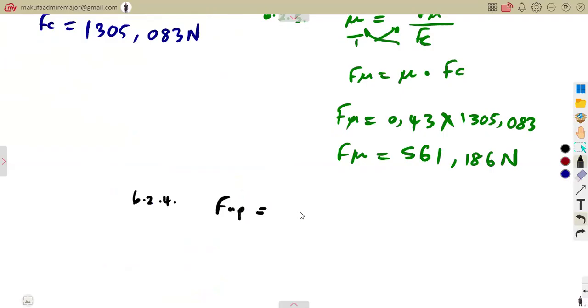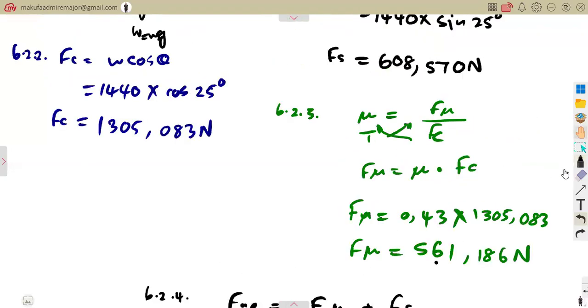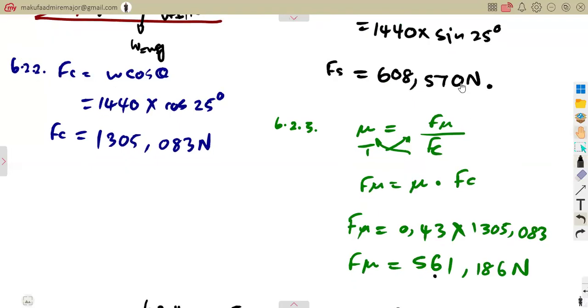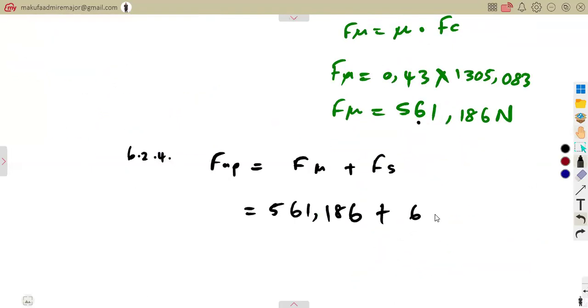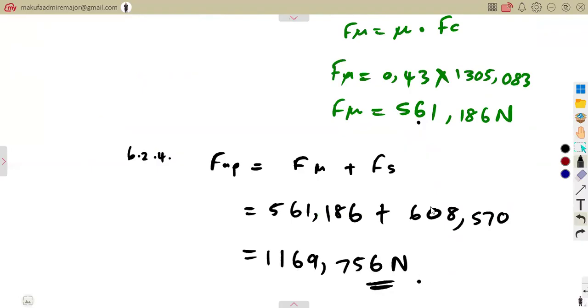So F up is equal to the frictional force plus that Fs, which is our parallel component. So that's frictional, we got 561,186, plus our parallel Fs, that is 608,570 that we got before. So that was going to be 1,169,756 Newton. So that's it, we have got our F up.